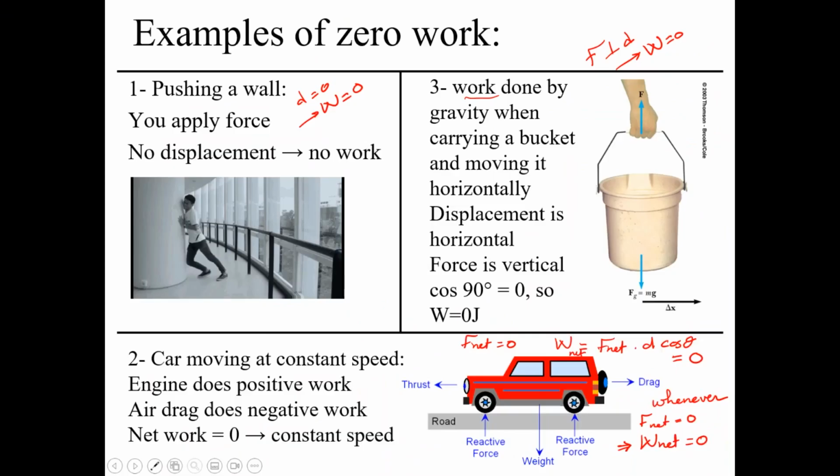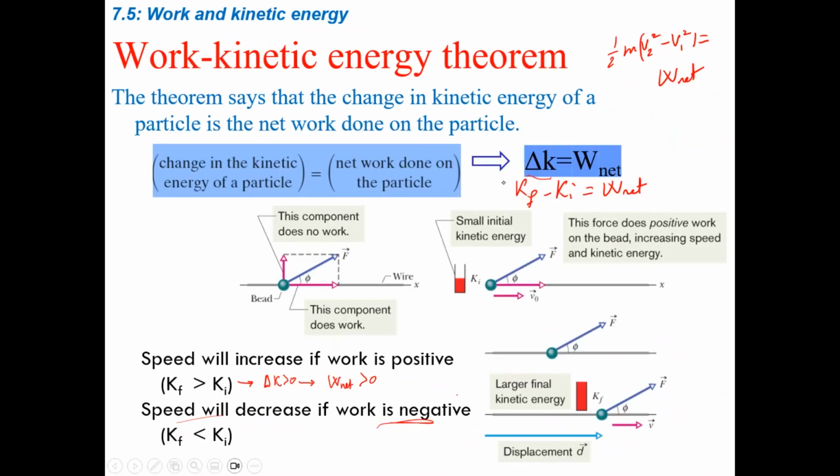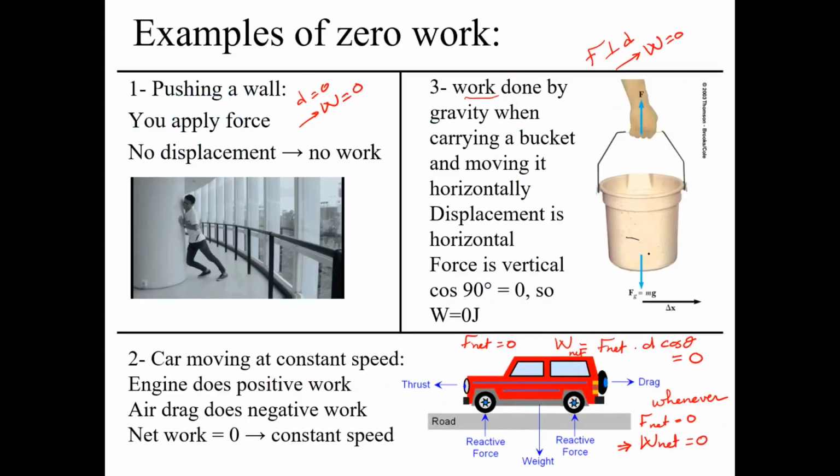In this slide, I also wanted to highlight situations where the work done is equal to zero. So we said one example was if the force is perpendicular to the displacement, then the work done is going to be zero. And this is illustrated in the third figure here, where I have the work done by gravity when carrying a bucket and moving it horizontally. So I'm moving this bucket to the right. You can see the displacement vector here, and the gravity force is downwards. So as you can see, gravity and delta x are perpendicular. So theta equals 90 and cosine theta is going to be 0. So W is equal to 0 in this case.